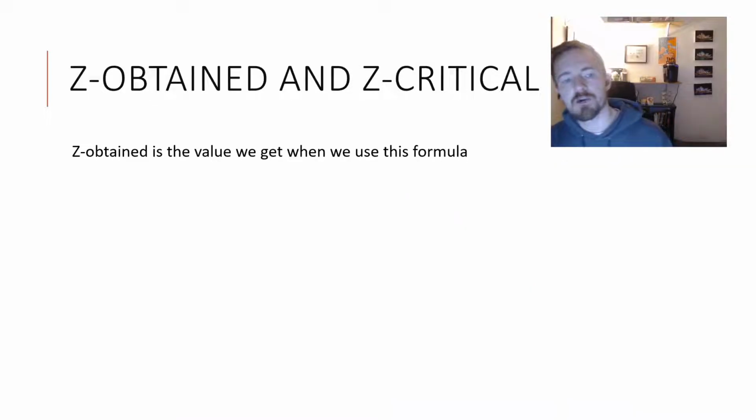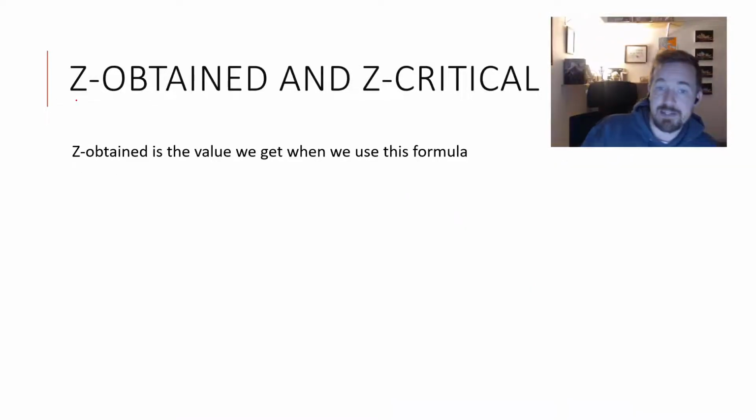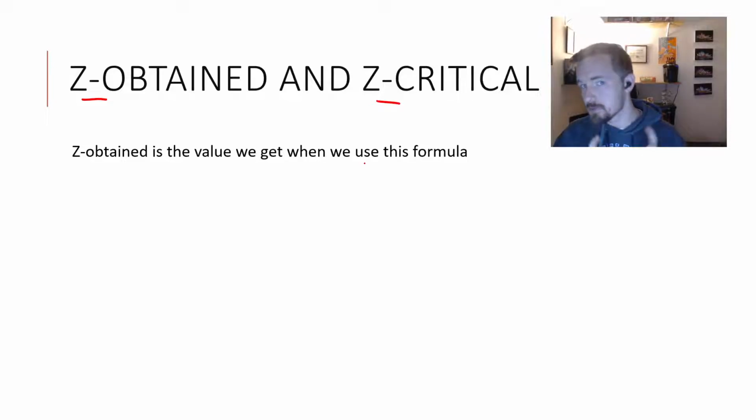So in the next video, we're going to be talking about the difference between z-scores, because we're going to have a z-obtained score and a z-critical score. They sound kind of similar. They're actually quite different. We'll talk about those differences and how to calculate them in the next video.